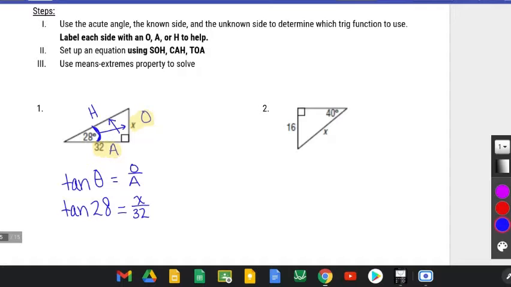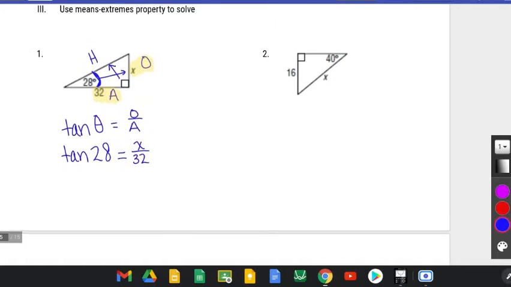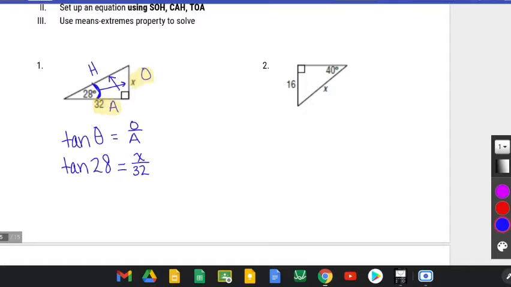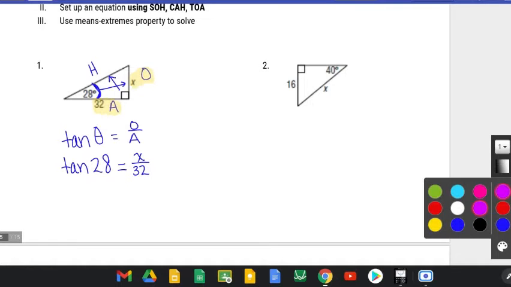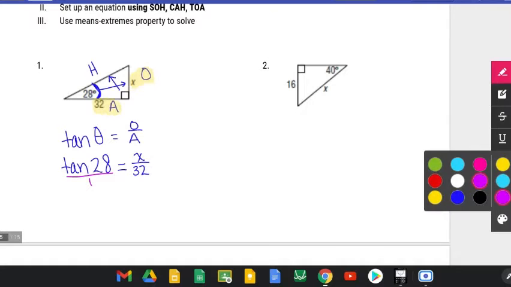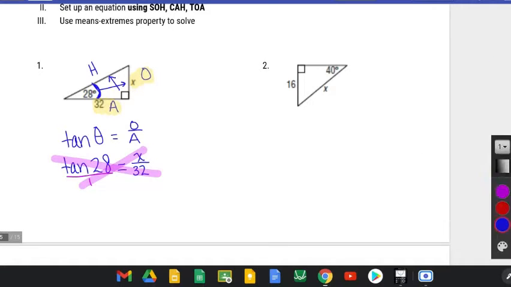There are two ways to solve this type of equation. I'm going to show you one for this one and then another one for the second one. My step 3 on this says we're going to use the means extremes property to solve. So we're going to solve it that way first. To use the means extremes property, I would need to put the tangent of 28 over 1 to then cross multiply. 1 times x is x, and that would be equal to 32 times the tangent of 28.